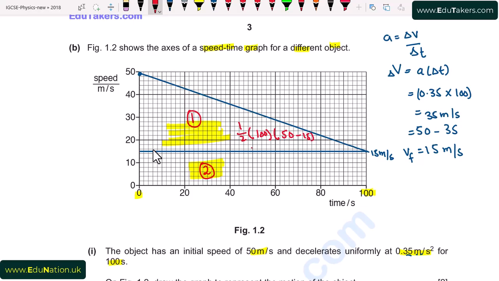It will be 1 over 2 multiplied by 100 and 35. So we also have to calculate the area of region 2. It's a rectangle and its area will be 100 multiplied by 15, that is 100 seconds and 15 meters per second.